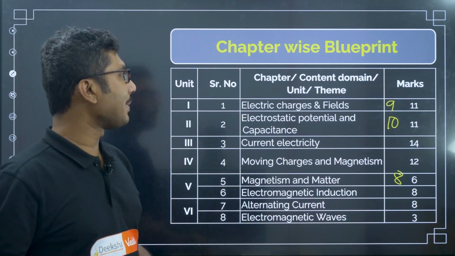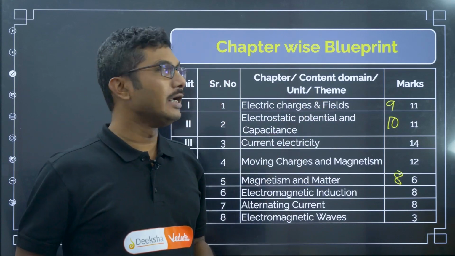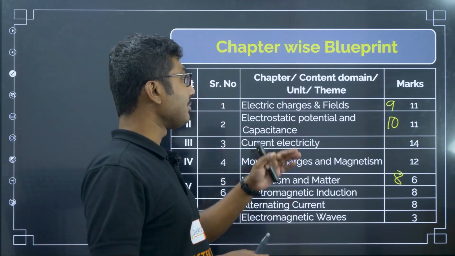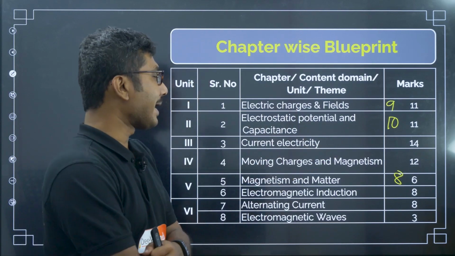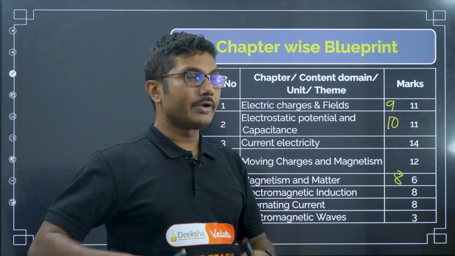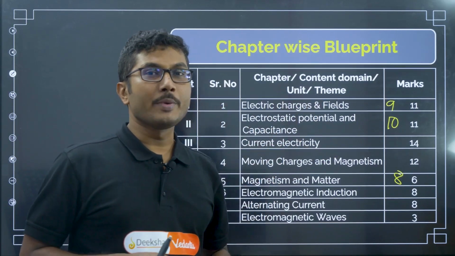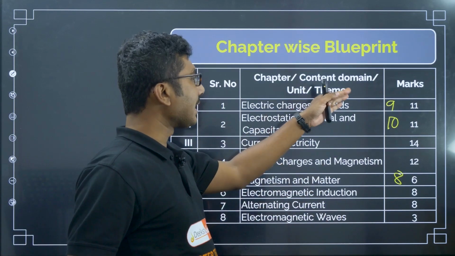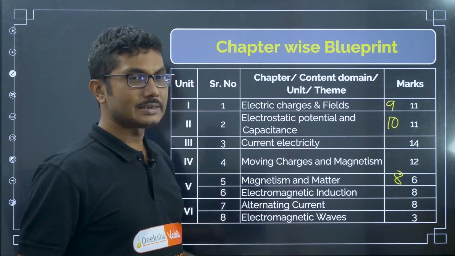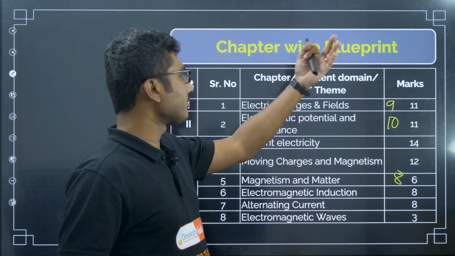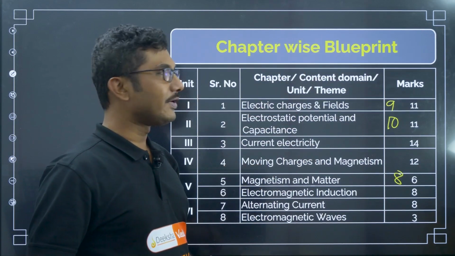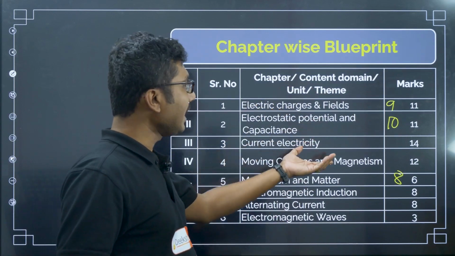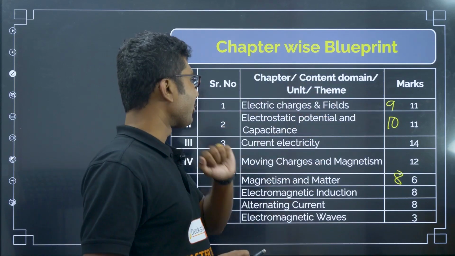One thing that may happen: electric charges and fields was important for a new long answer type question in 2023, whereas the same chapter in 2024 was important for numerical problems. So they changed one question. The numerical question that was coming from capacitance in 2023 was shifted to electric charges and fields, and one theory question that was coming from electric charges and fields in 2023 was shifted to electric potential and capacitance.